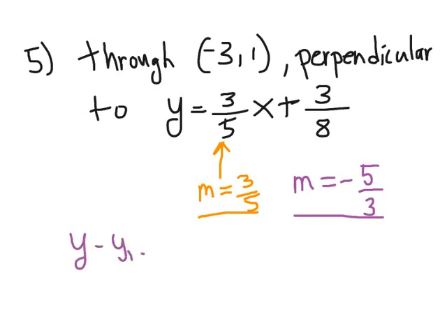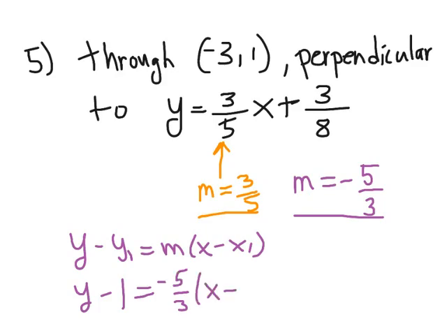Y minus y1 is m times x minus x1. Y minus 1 equals -5/3. I don't like my 5 very much there. -5/3 times x minus -3, that's x plus 3.